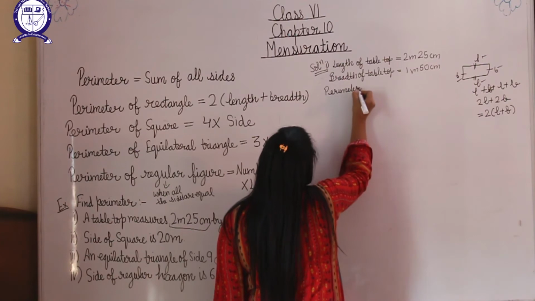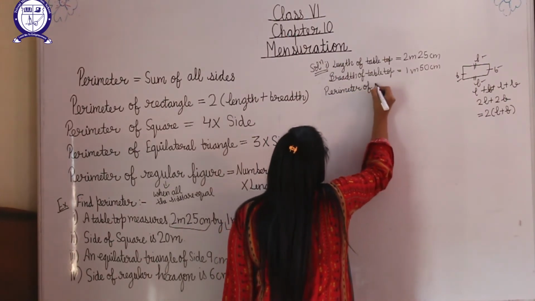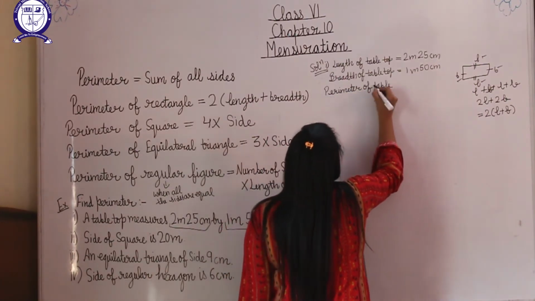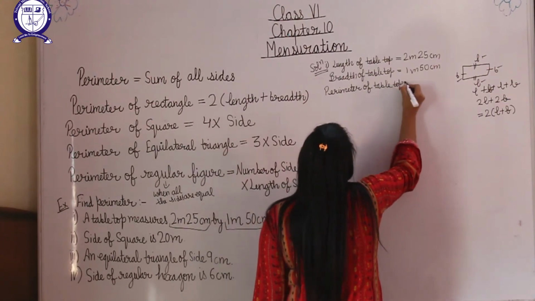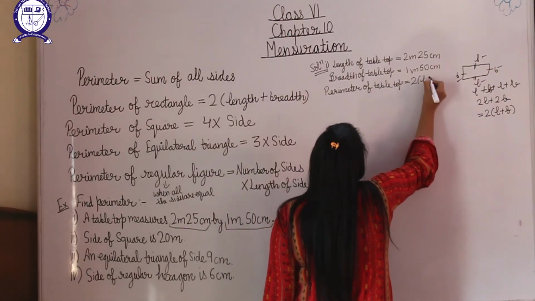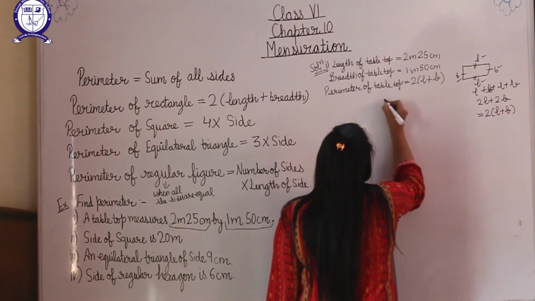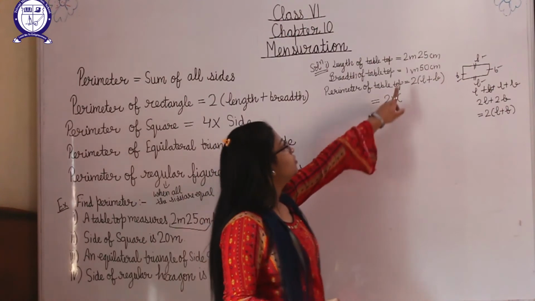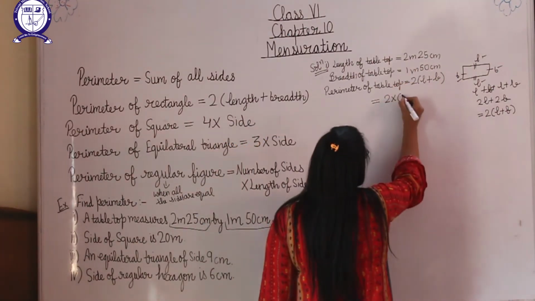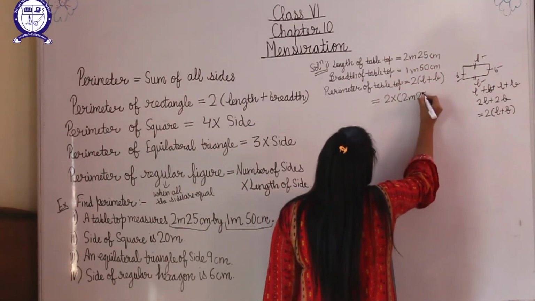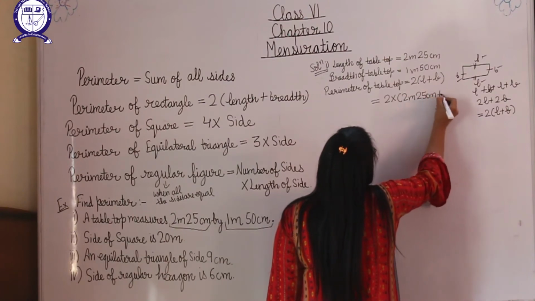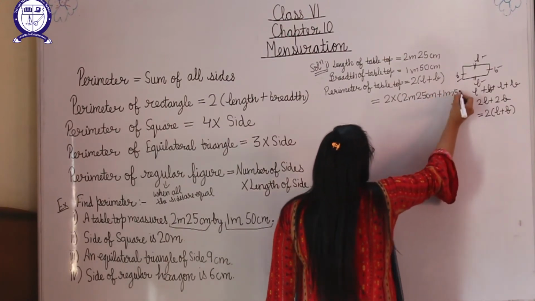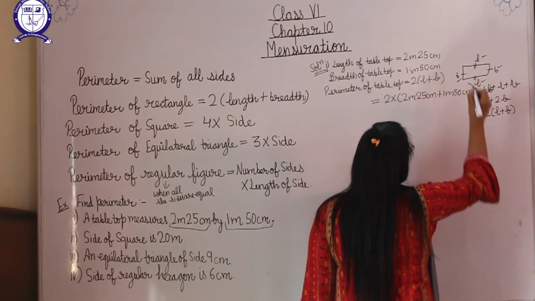Perimeter of tabletop will be the perimeter of rectangle, right? And what is the perimeter of rectangle? 2 multiply length plus breadth. So perimeter of tabletop will be 2 multiply length plus breadth. So 2 multiply, what is the length here? 2 meter 25 centimeter. So we will write here 2 meter 25 centimeter. And what is the breadth? 1 meter 50 centimeter is the breadth, right?